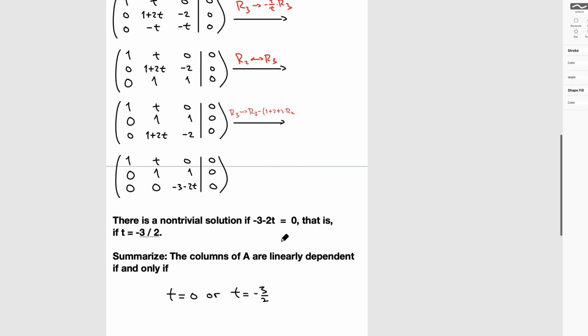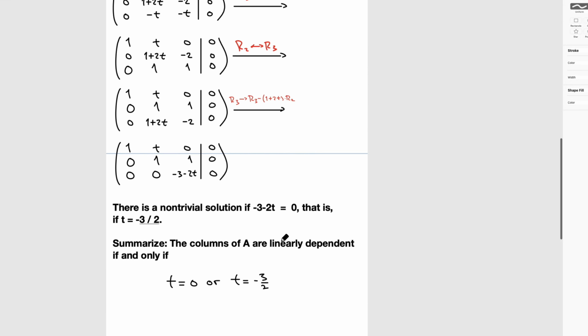Now there's another solution using determinants, which I won't present now.